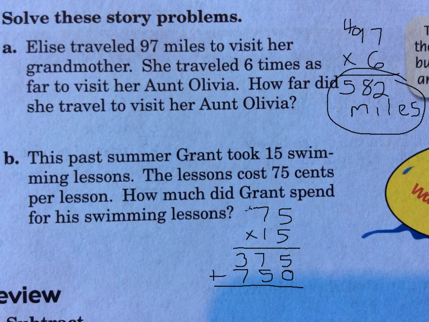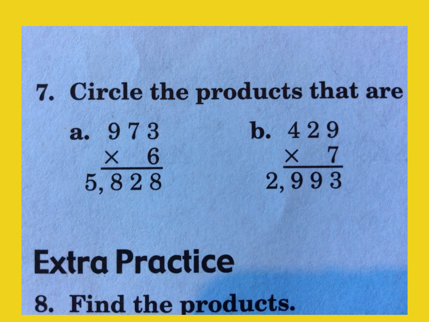I'm just going to do one more with you that I want to show you. Look at number 7 down below. Number 7 tells us to circle the products that are wrong. Remember, the products are the answer to these multiplication problems. So kind of what we're doing is we're checking this. And we're going to circle the answer if it's wrong.